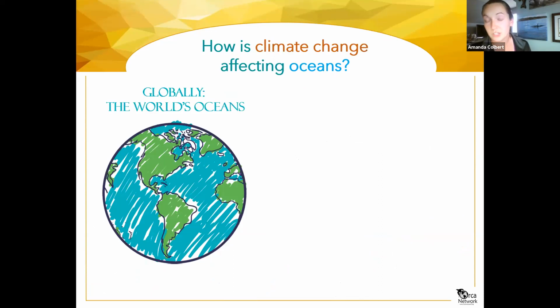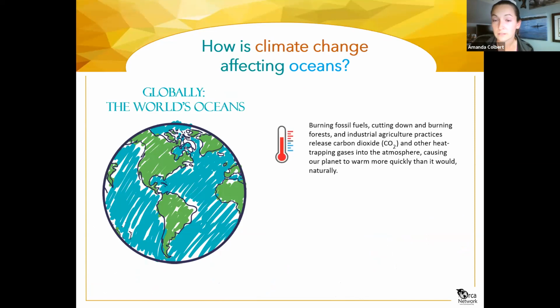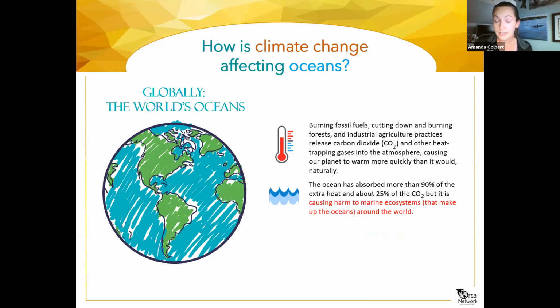So we want to talk about how climate change is affecting the oceans. The burning of fossil fuels we talked about, and cutting down and burning the forests, and industrial agriculture practices release carbon dioxide and other heat trapping gases into the atmosphere, and that causes the planet to warm more quickly than it would naturally. But the ocean is able to absorb some of what is released into the atmosphere. More than about 90% of the extra heat and 25% of that CO2 that we talked about is absorbed. But what's happening is it's changing things in the marine environment, and it's causing harm to all of our oceans on the planet.